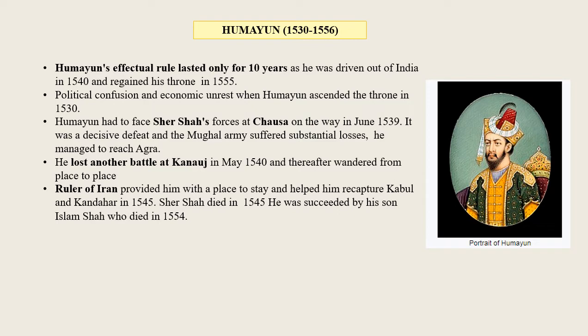Sher Shah died in 1545. He was succeeded by his son Islam Shah, who died in 1554. A war of succession broke out among various claimants to the throne. In 1555, Humayun was able to recover Delhi.